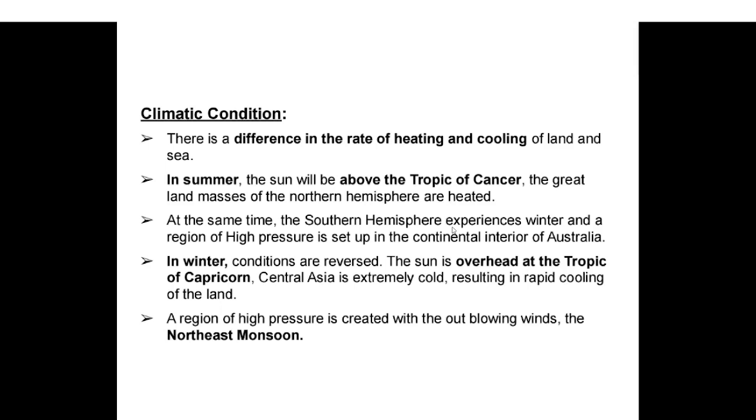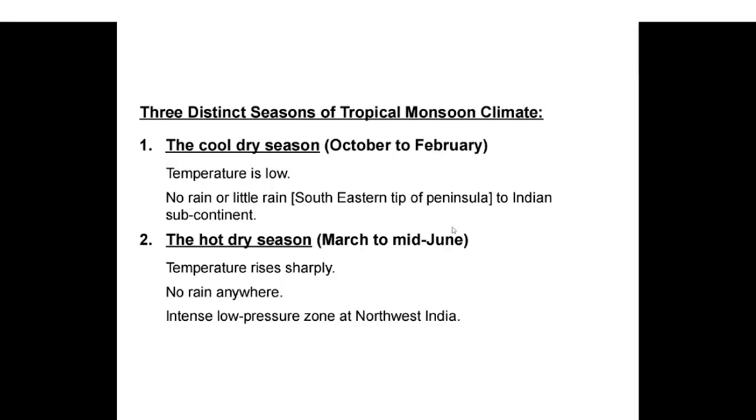At the same time, the southern hemisphere experiences winter, and a region of high pressure is set up in the continental interior of Australia. In winter, conditions are reversed. The sun is overhead at the Tropic of Capricorn. Central Asia is extremely cold, resulting in rapid cooling of the land. A region of high pressure is created with outblowing winds, the northeast monsoon.